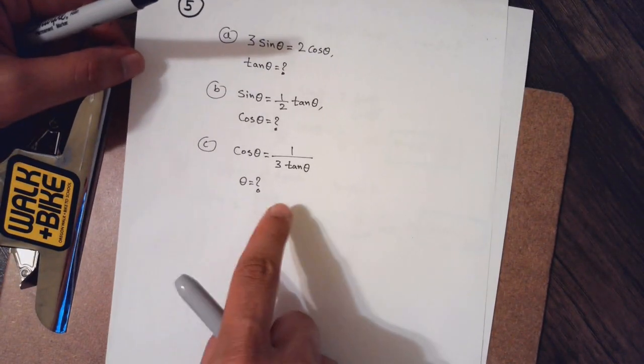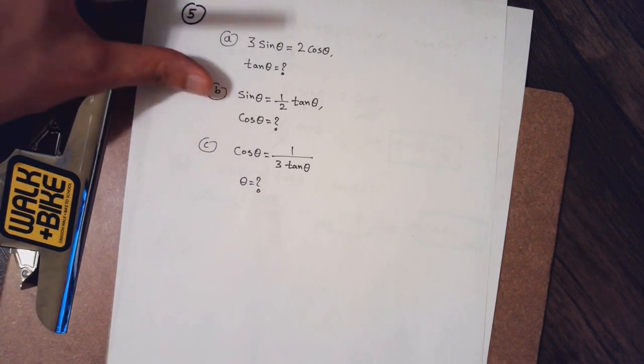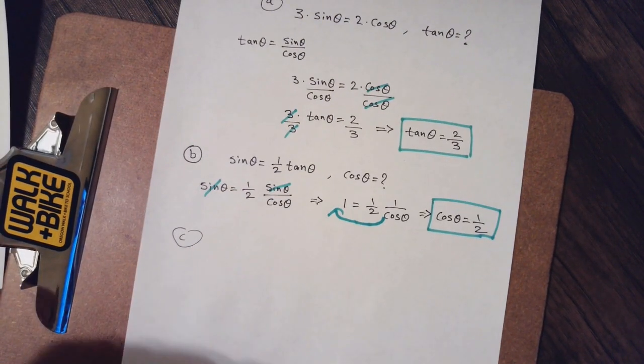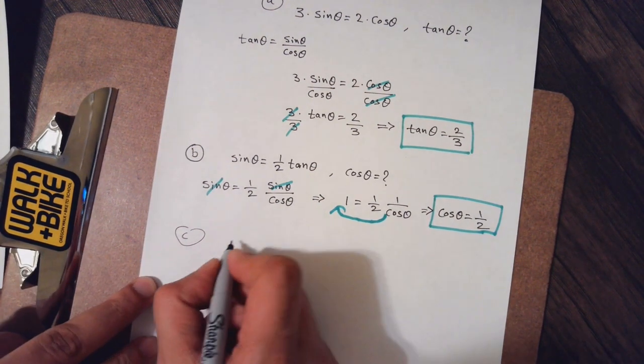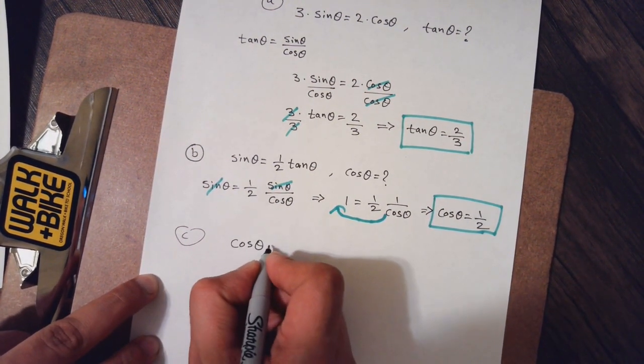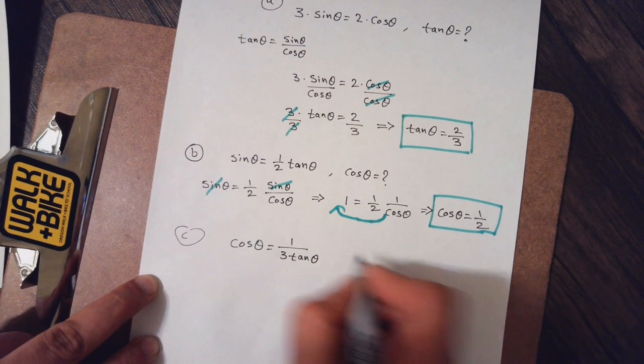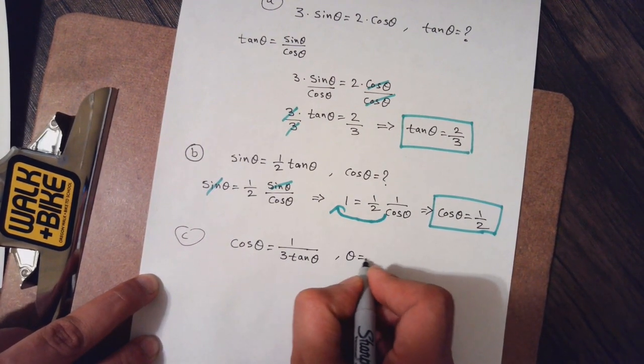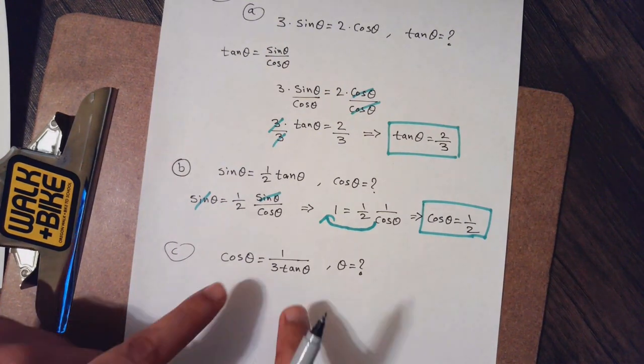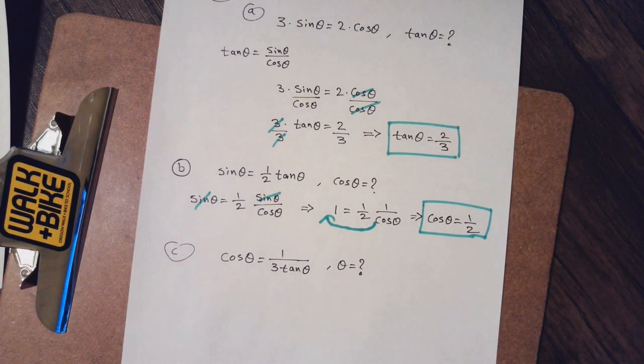Cosine theta is 1 over 3 tan theta. What is theta? Okay, let's see. I'll write it again here. Cosine theta equals 1 over 3 tan theta. Then what is theta? Now here you see that if you're given this, then finding theta, you can't really use any inverse function, right? But if you just had one trigonometric ratio, either sine or cosine or tan, then you could use your calculator to find the inverse.